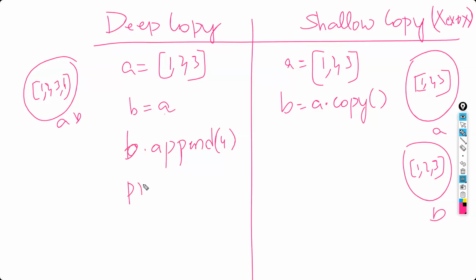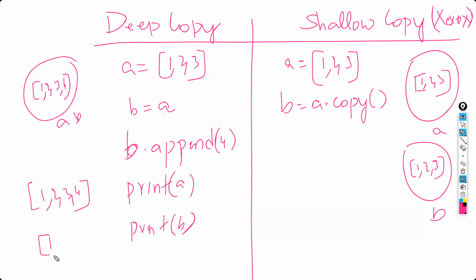Now if you print A in this case, what is the output? 1, 2, 3, 4. If you print B, what is the output? 1, 2, 3, 4. Because both are a single, same object. If you do one modification in A, it will be impacted on B. If you do modification in B, it will be impacted in A.